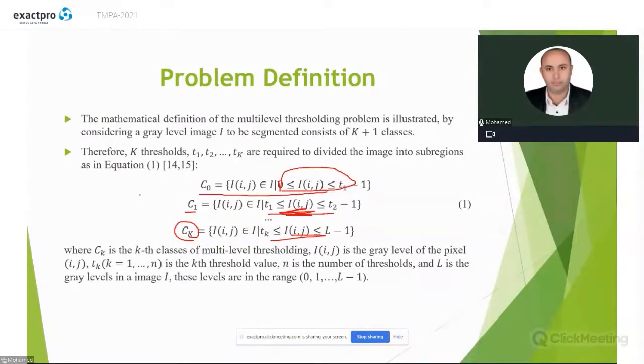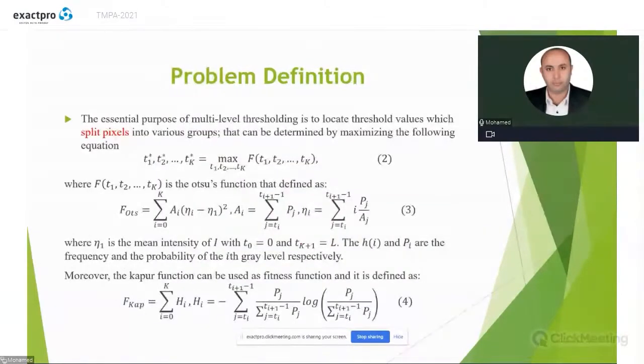So to determine these threshold values, called T1, T2 until Tk, we needed to convert this into an optimization problem. This optimization problem can be considered as this equation, a maximization function. Here, the two most popular functions used are the Otsu and the Kapur functions. The Otsu function is defined by this equation and the Kapur function by this equation.